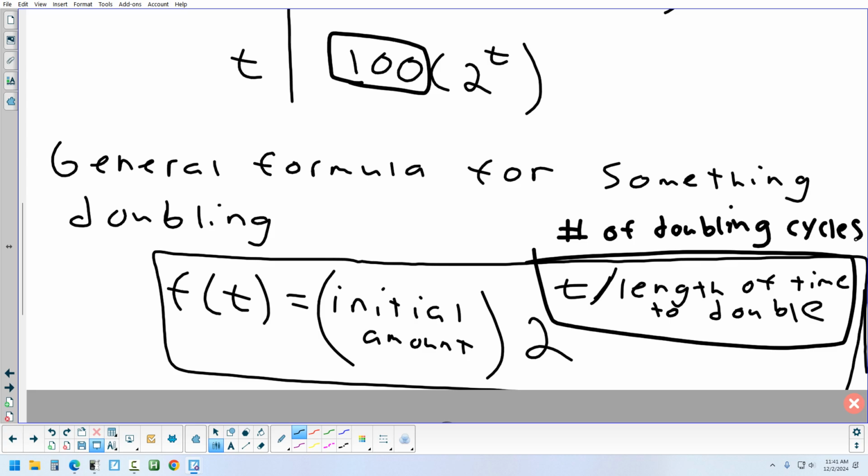So if you're doing a problem with that information, the exponent here would need to represent the number of doubling cycles, not how many hours have gone by. And that's how you find the number of doubling cycles. Take the time and divide by the length of time to double.